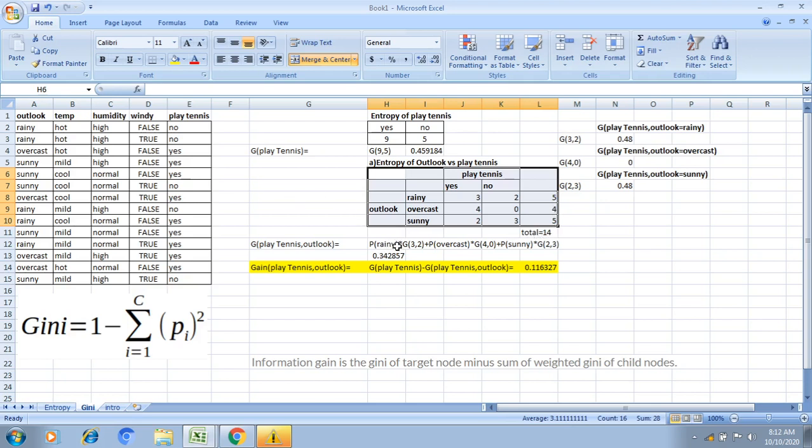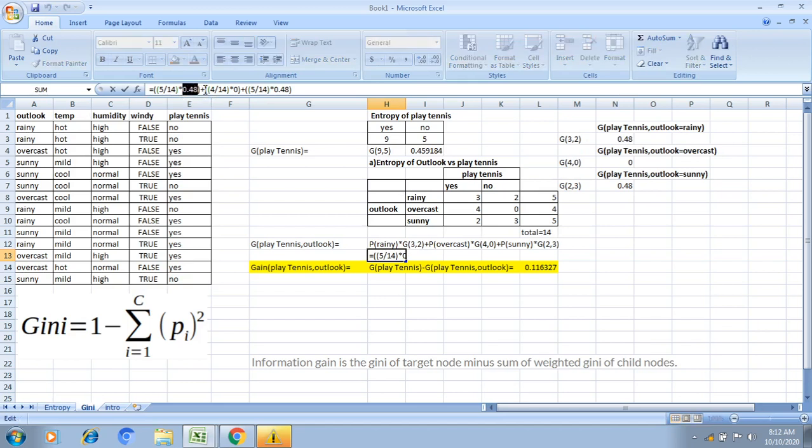Okay, so here for P rainy, in a similar way, we need to calculate 5 by 14. Rainy is 5 divided by 14, and Gini of 3 comma 2 is 0.48. Plus 4 divided by 12 for overcast, how much weight? 4 divided by 12, and the last one, sunny, is 5 divided by 12. Multiply by Gini of 2 comma 3, which is the same as 3 comma 2, and Gini of 4 comma 0 is 0. Then in a similar way I calculated the Gini of the child node.